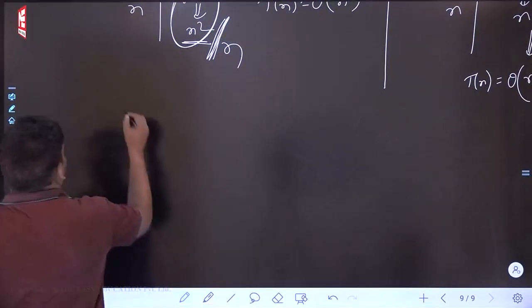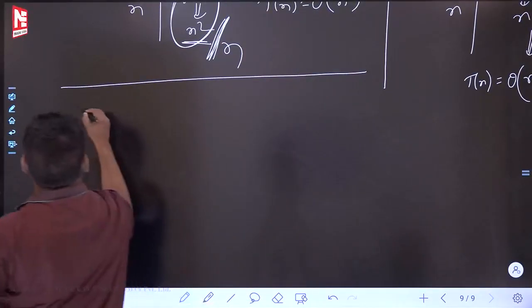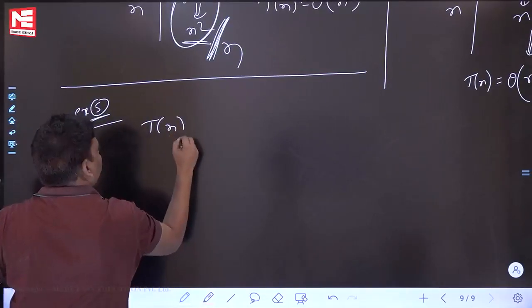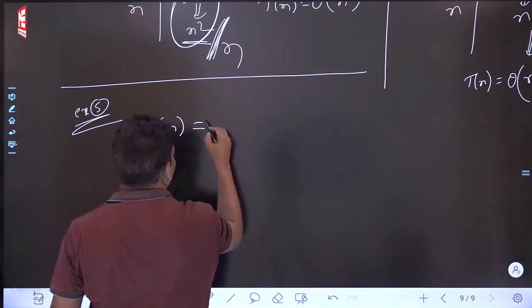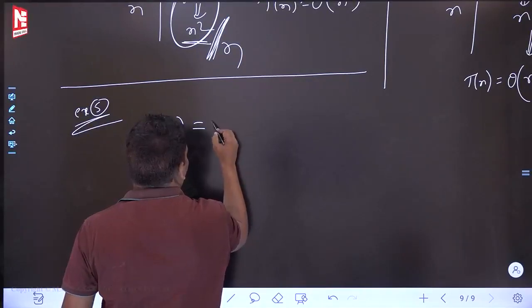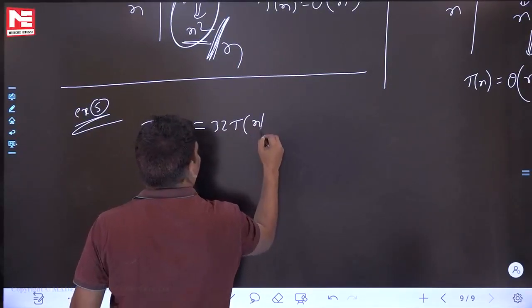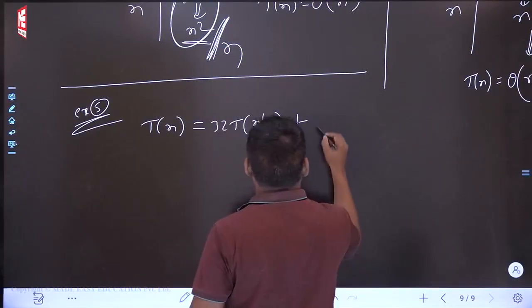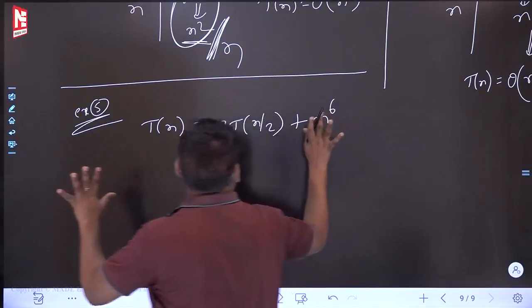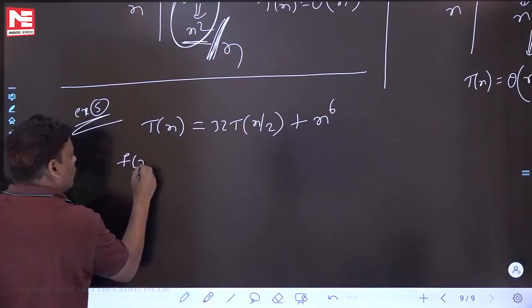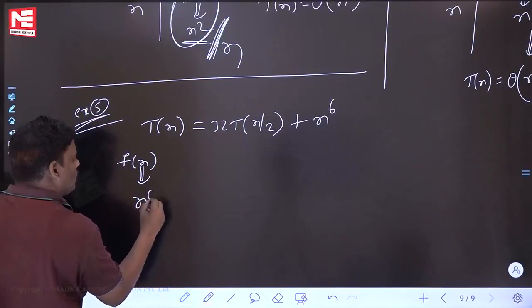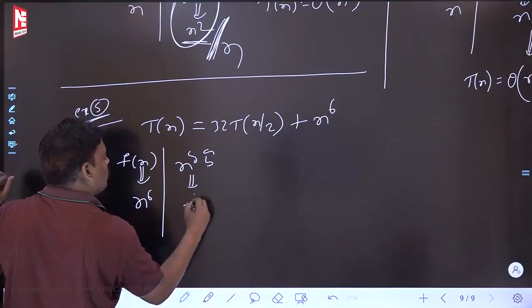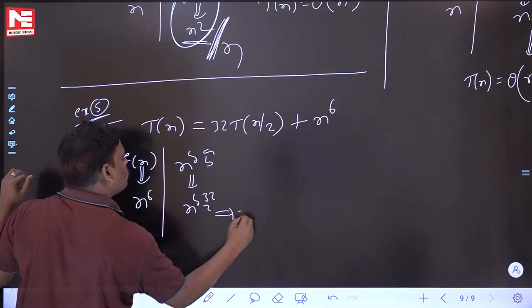Let us see example 5. T(n) is equal to 32 T(n/2) plus n power 6, some value. Let's check here. f(n) is n power 6. What is n power log a base b? n power log 32 base 2, which goes to n power 5.